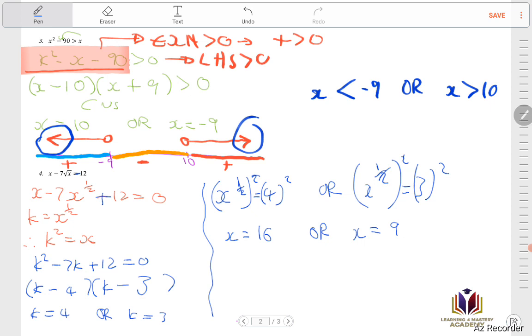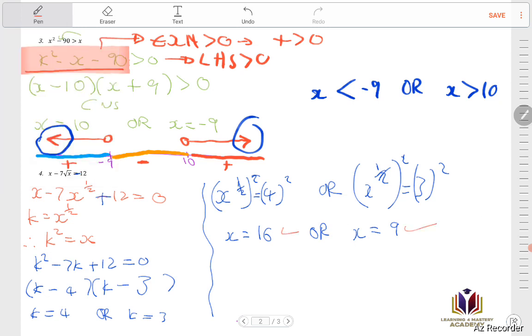So what we're going to do is take the 16 and substitute it into the equation. So we're going to open bracket 16 close bracket minus 7 square root of 16. Does it give us negative 12? It does give us negative 12, right? That's perfect. Then we try the same thing with the 9. It also gives us negative 12. Therefore, both these answers are applicable.